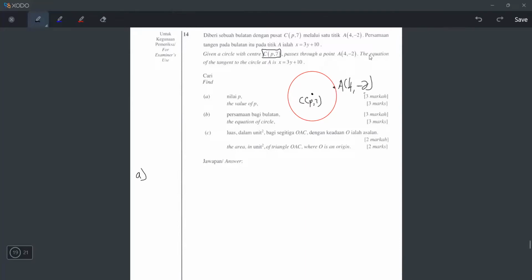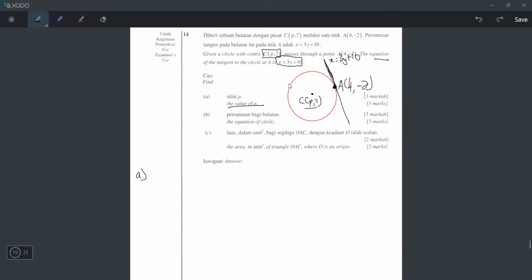Okay, and then the equation of the tangent to the circle at A is tangent. So it means a tangent will only pass through the circle at one point only, A only, and the equation is x equals 3y plus 10, right? So x equals 3y plus 10 is the equation of tangent. At A, they say find value of P, so find value of this.